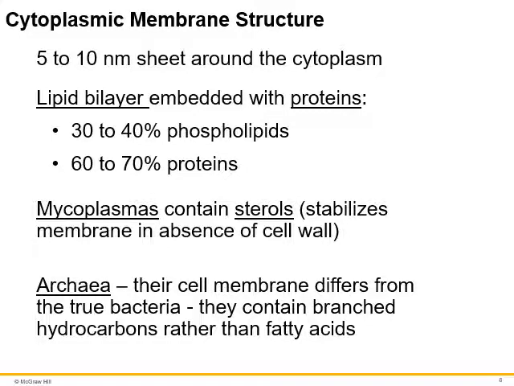Now, if I am a cell membrane in mycoplasma, I have cholesterol stabilizing my cell membrane. The ancient bacteria, okay, again, vary from the true bacteria because they have a different type of cell membrane. They have these branched hydrocarbons that are present there, rather than the fatty acids that we find in the bacterial cells as well as in the eukaryotic cells.